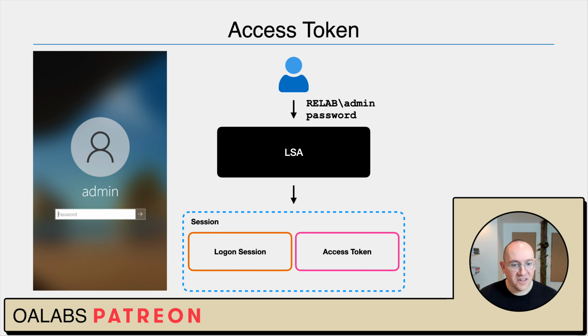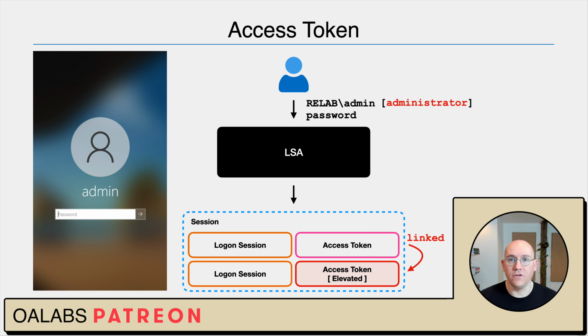Okay, so let's complicate this a little bit more and assume that our user is an administrator. How does this work? Well, ever since UAC was introduced, Microsoft has had to work around the fact that the same user can run both a standard and an elevated session. And the way they do this is they use something called a split token, and that's kind of a misnomer because really what you have are two different access tokens completely.